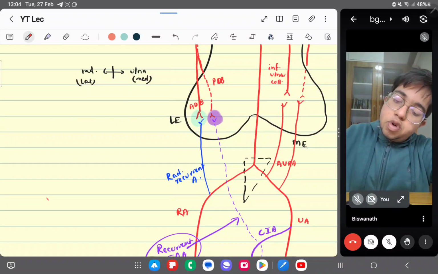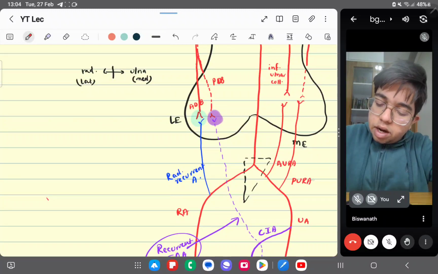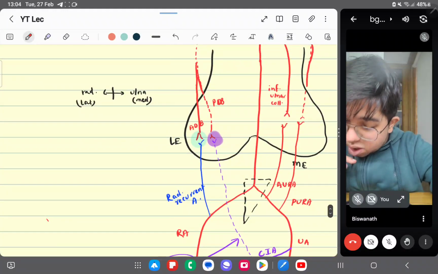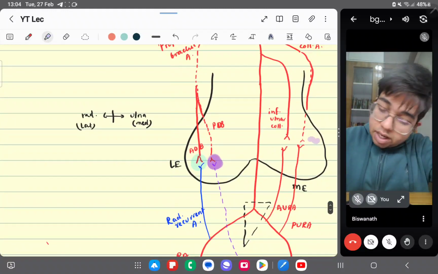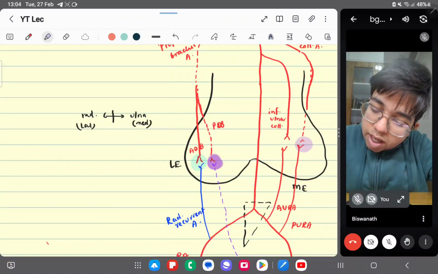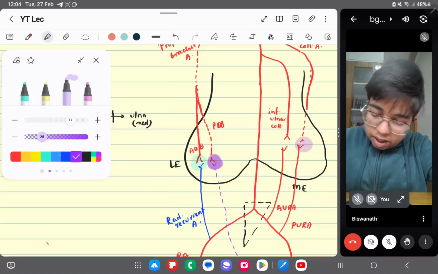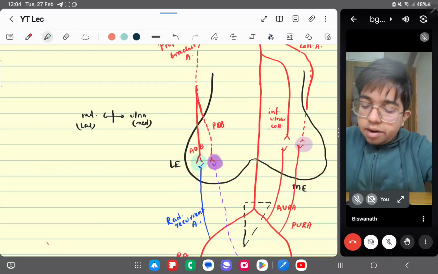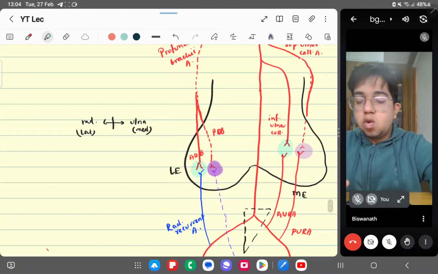And here we have the posterior ulnar recurrent artery. Okay, so the posterior ulnar recurrent artery anastomoses with the superior ulnar collateral, and the anterior ulnar recurrent artery fuses with the inferior ulnar collateral artery.